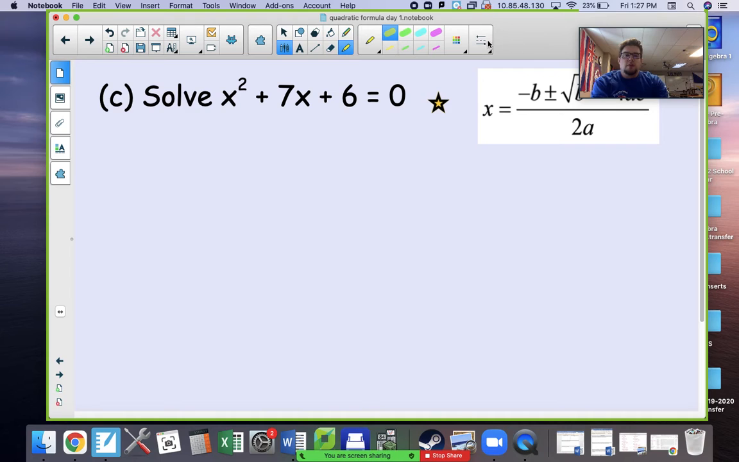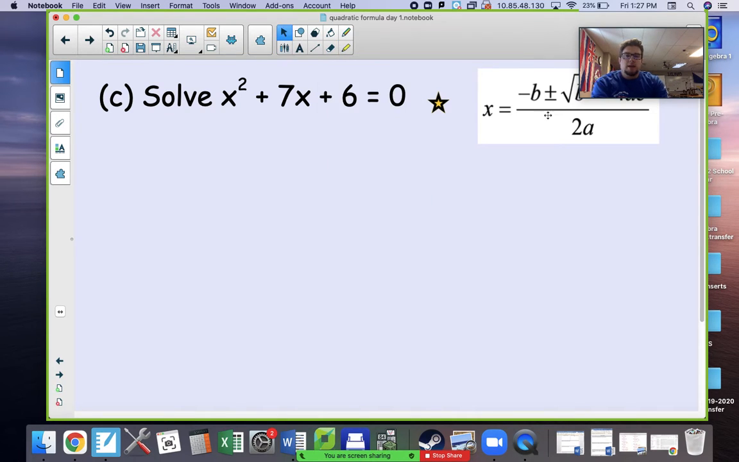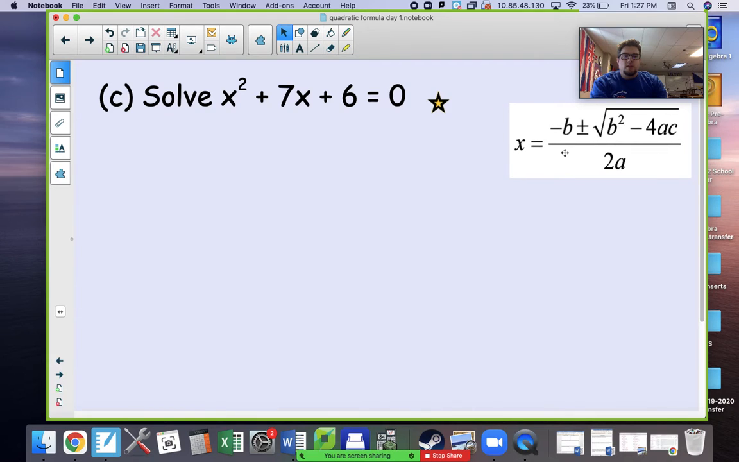So let's try it with our very first problem right here. I've got my quadratic formula off to the side to help us. The very first thing that we want to check for, are we in standard form? And do we have it equal to 0? Yes to both of those, standard form and equal to 0. We're going to check the discriminant first. Right out of the gate, I want to check the discriminant.